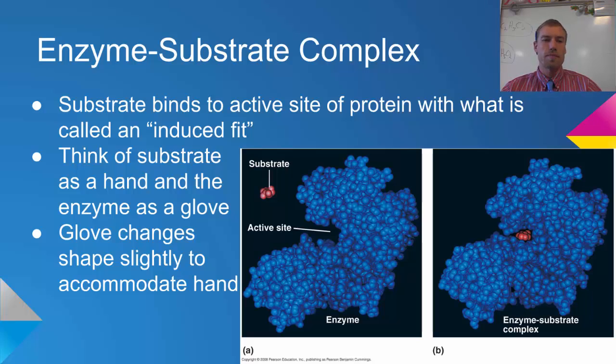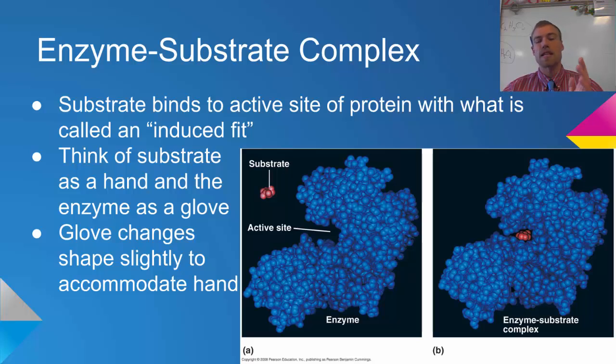Now, when a substrate binds to an enzyme, or substrates bind to an enzyme, they bind to what is known as the active site, and this is what is called the induced fit theory. I'm sure many of you might remember the lock and key model. The induced fit theory is a little bit newer model. And basically what it says is that rather than it just being like a lock and key where the shape of the lock and the shape of the key don't really change, the substrate is actually more like a hand and the enzyme is a glove.